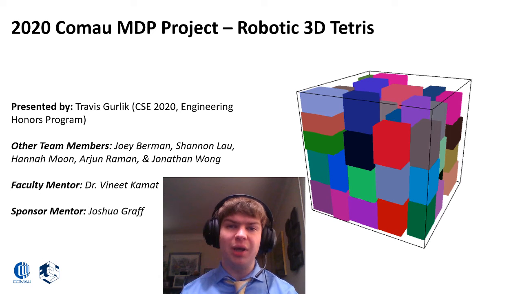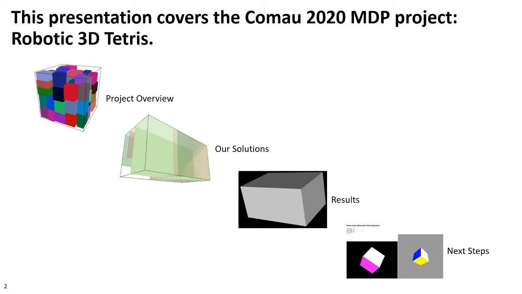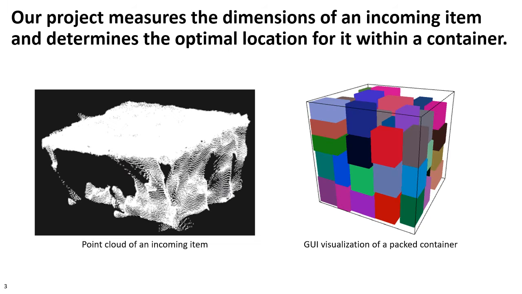Today, I will be talking about the MDP project that I worked on over the last year, the Robotic 3D Tetris project sponsored by Comau. This presentation will provide a full overview of as much of the project as I am able to share. I'll start by describing the problem we set out to solve, followed by how we solved it. Next, I'll talk about how successful our system was, before ending with some next steps another team picking up our project could pursue. With that, let's get started.